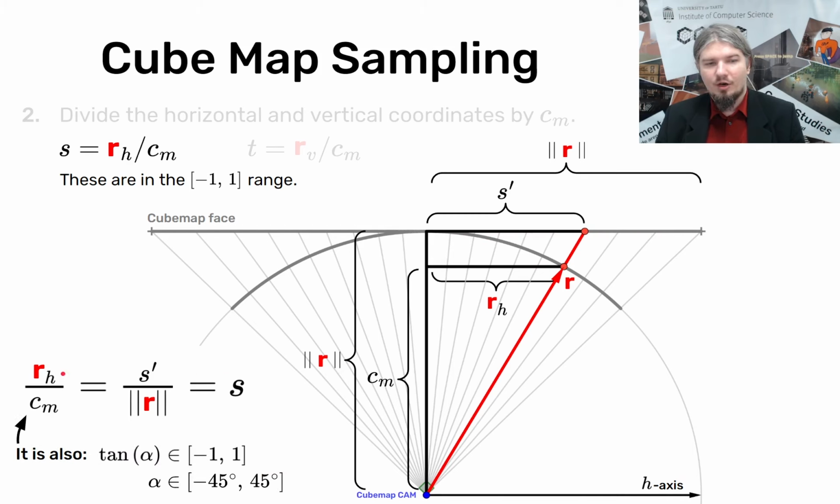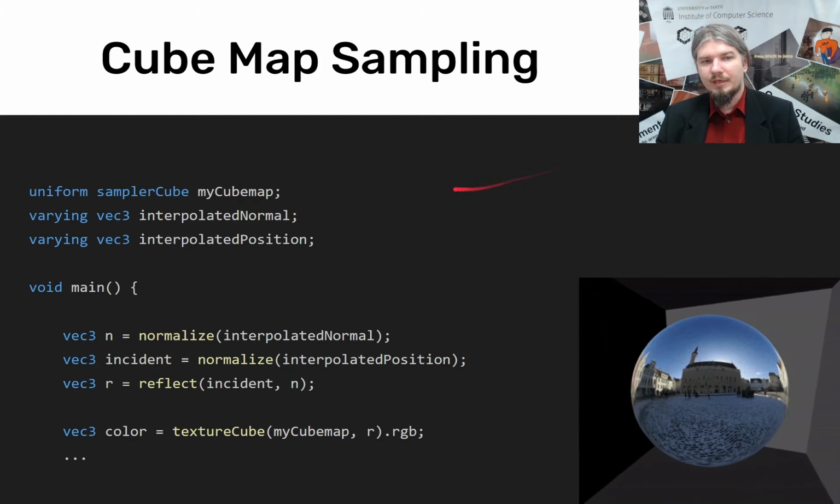Coincidentally, this RH divided by CM is also the tangent of alpha. Alpha is down here, the angle that we are sampling at, and the tangent of alpha is going to be from -1 to 1, when alpha is from -45 to 45. And this 45 degrees is the largest angle that we can sample from this particular face of the cube map. In code, it might look like this.